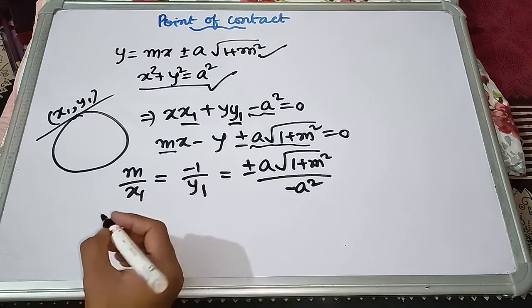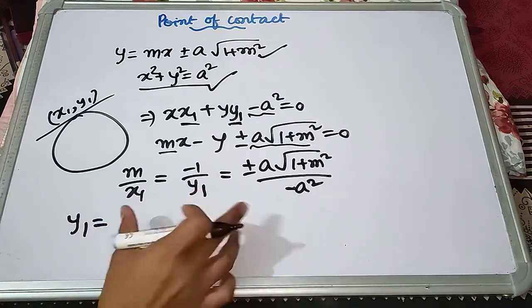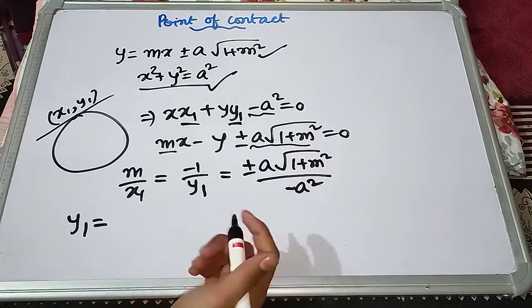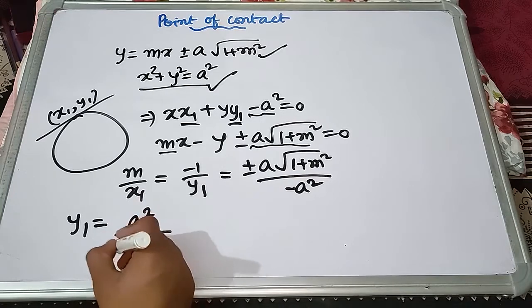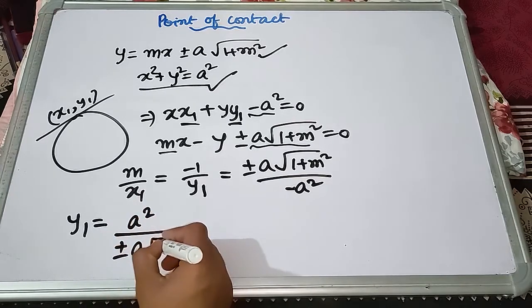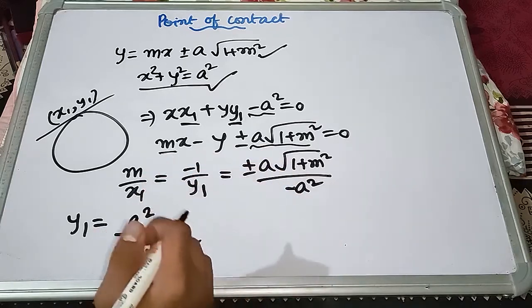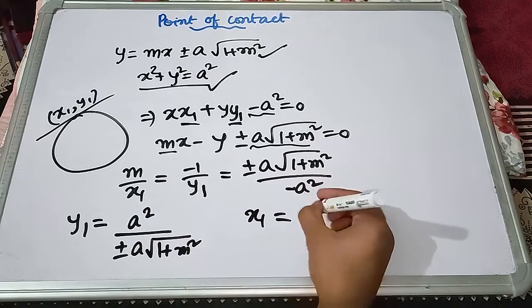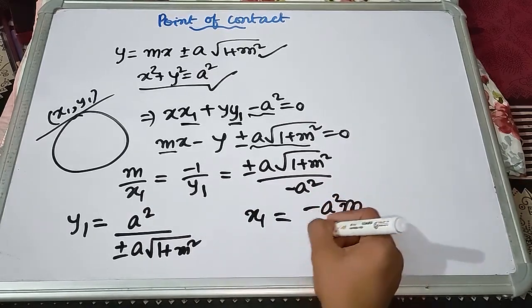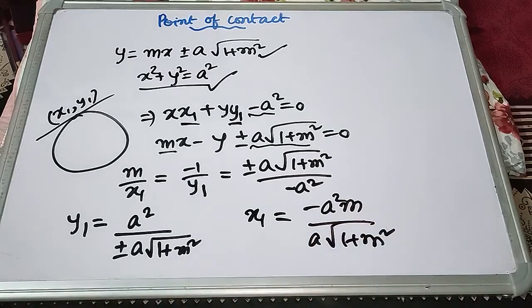Okay, so from this what you can get is that, we will solve this and this together, y1 equals a square by plus minus a into root over 1 plus m square, because minus minus will become a square and this will come at the bottom, and x1 equals minus a square m by a into root over 1 plus m square. Okay, and a plus minus over here.